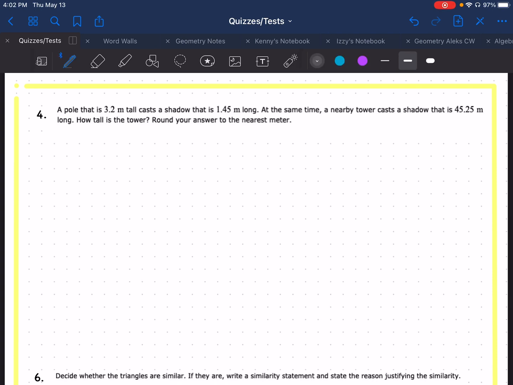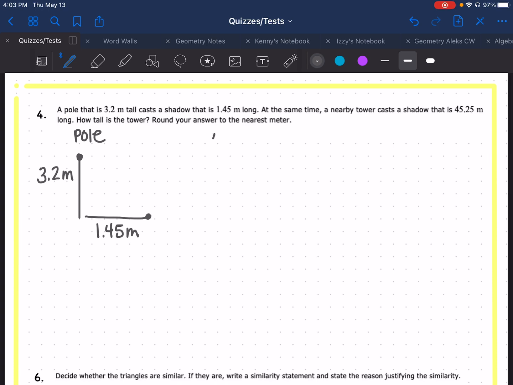A pole that is 3.2 meters tall casts a shadow that is 1.45 meters long. So I'm going to go ahead and draw a pole. Don't laugh. I'm not an artist, but there's my pole, and there's its shadow. And I'm going to go ahead and label it. And if I need to, I could even write the word pole right here. This is my pole.